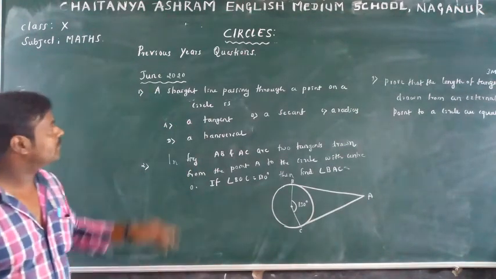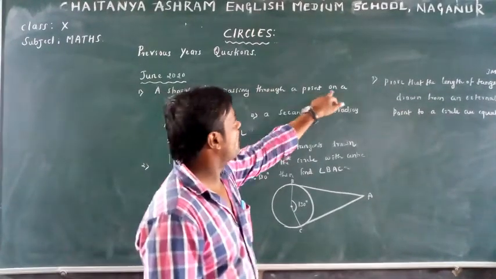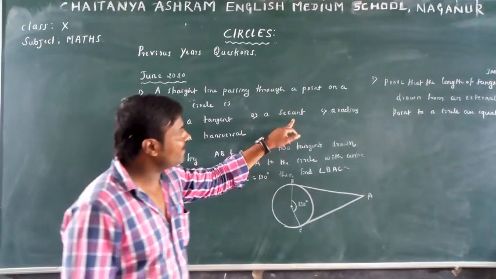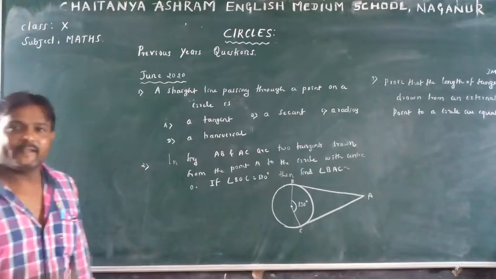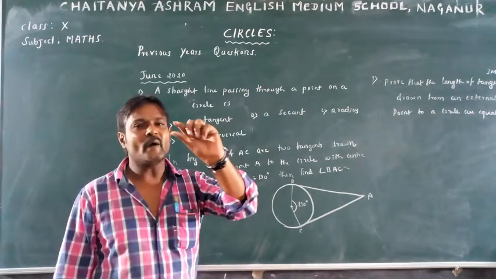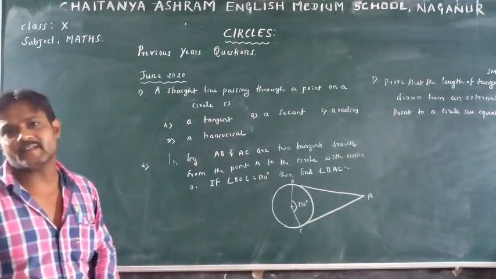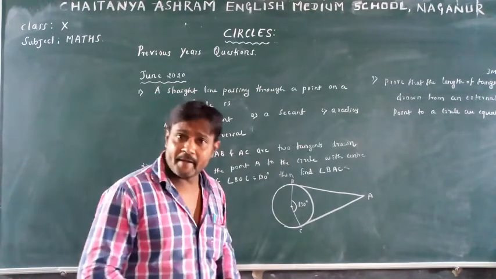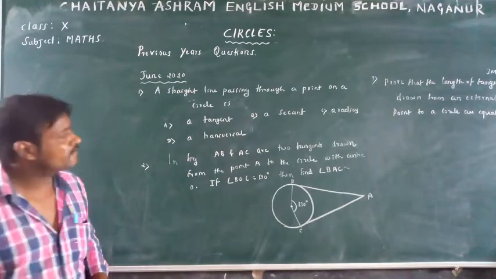See the questions. A straight line passing through a point on a circle is a tangent or a secant or a radius or a transversal. So there is a straight line. That straight line passes through only one point on a circle. So then what is it? We discussed all these concepts. Just think, is it a tangent or a secant or a radius or what is it? Is it a transversal?